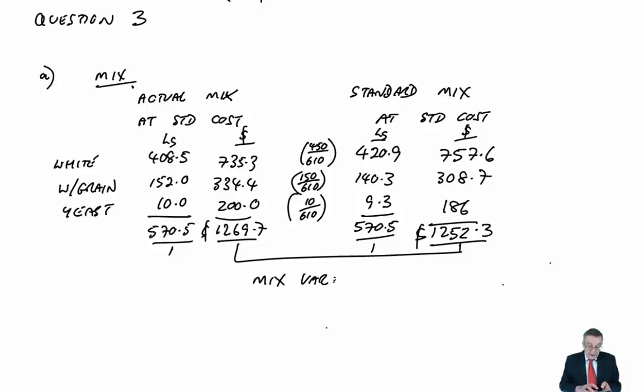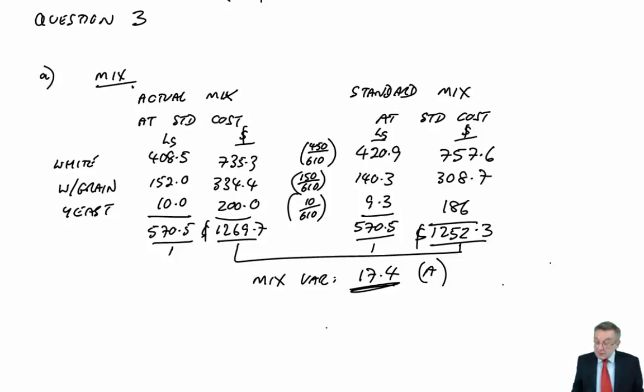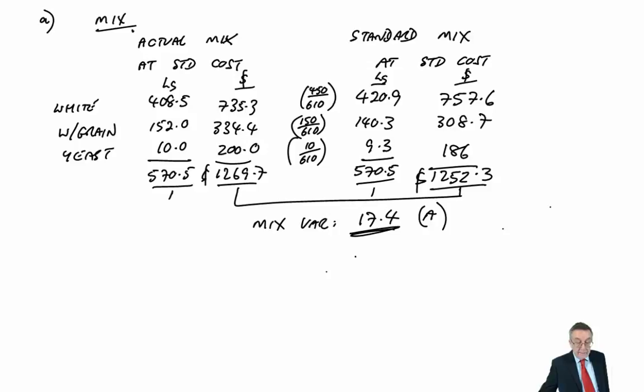We actually spent 1269.7. So we overspent by 17.4 adverse, which is marginally different than the examiner's answer, but that's due to rounding. It wouldn't lose me any marks. It's clear from my workings what I'm doing. That would get the full marks for that bit.